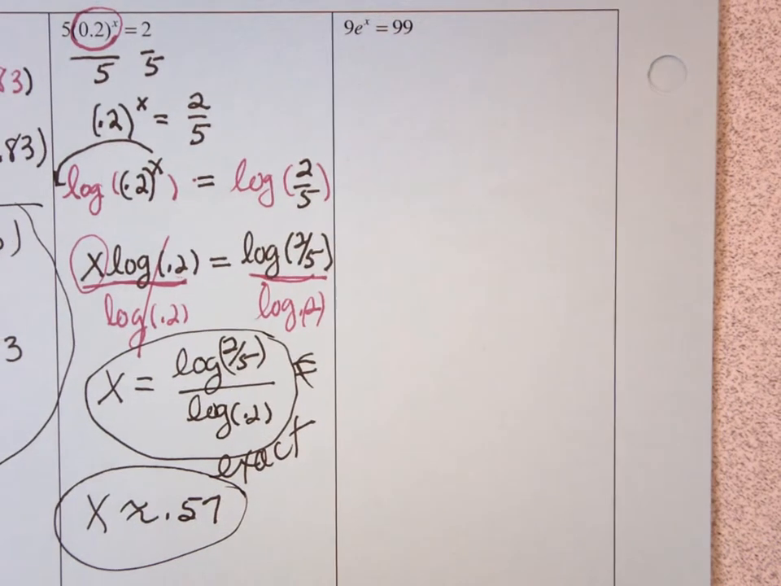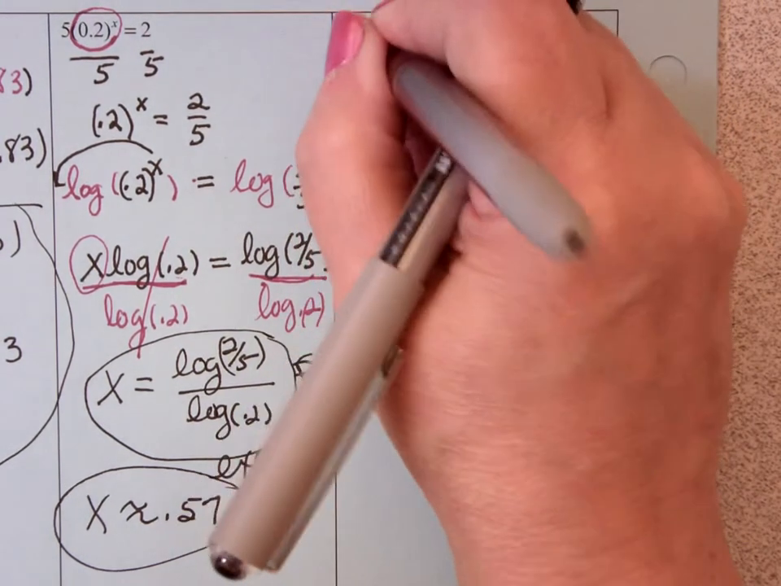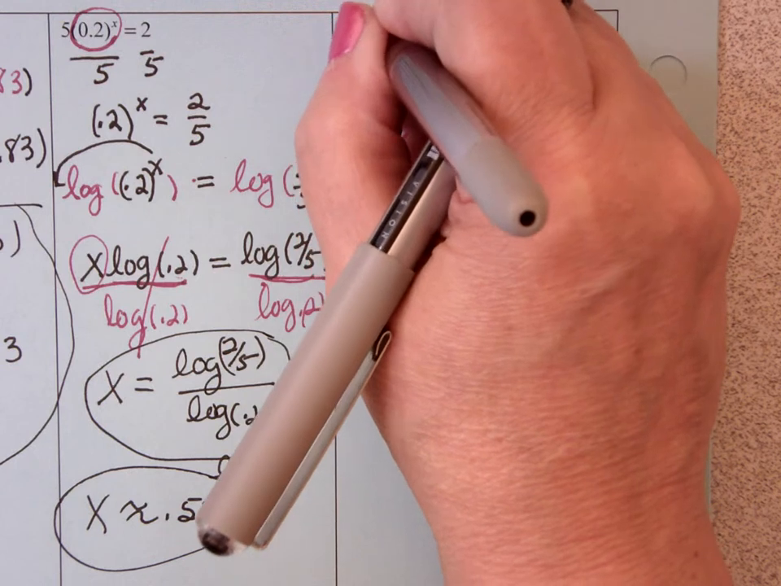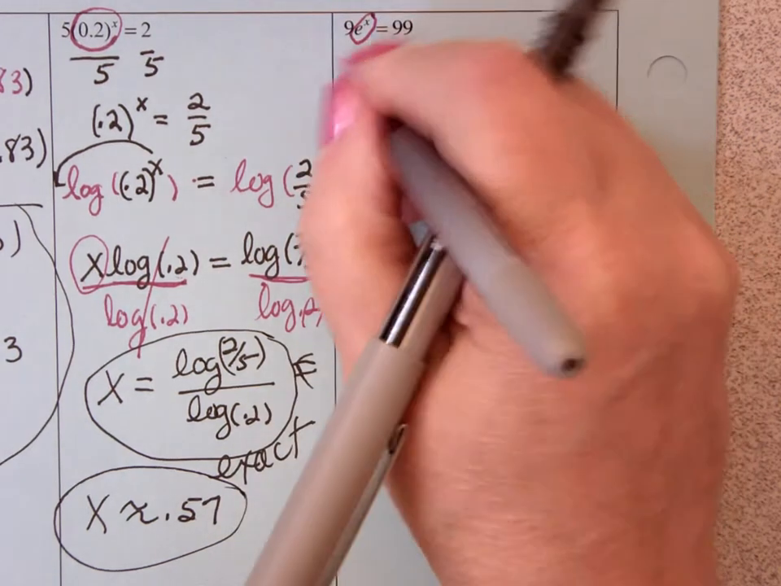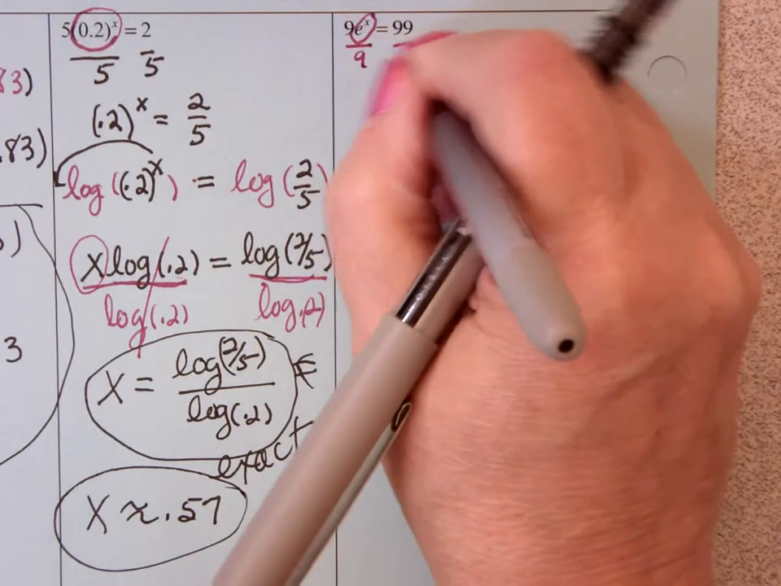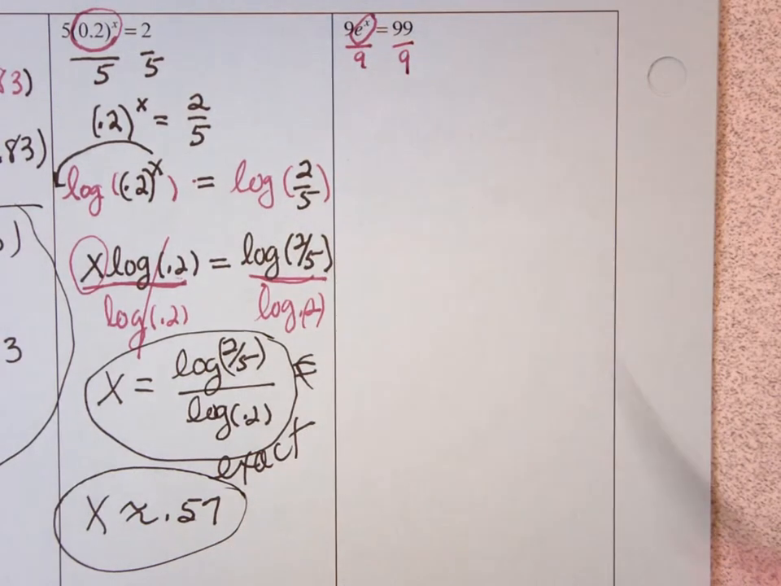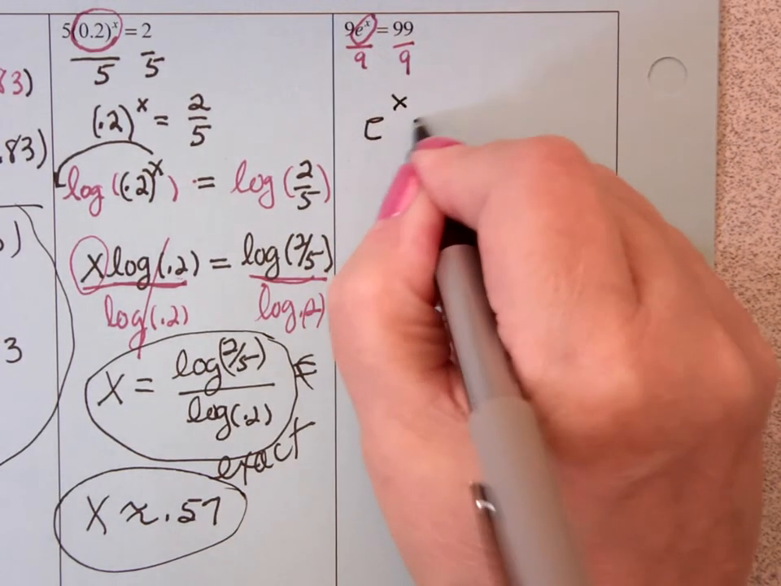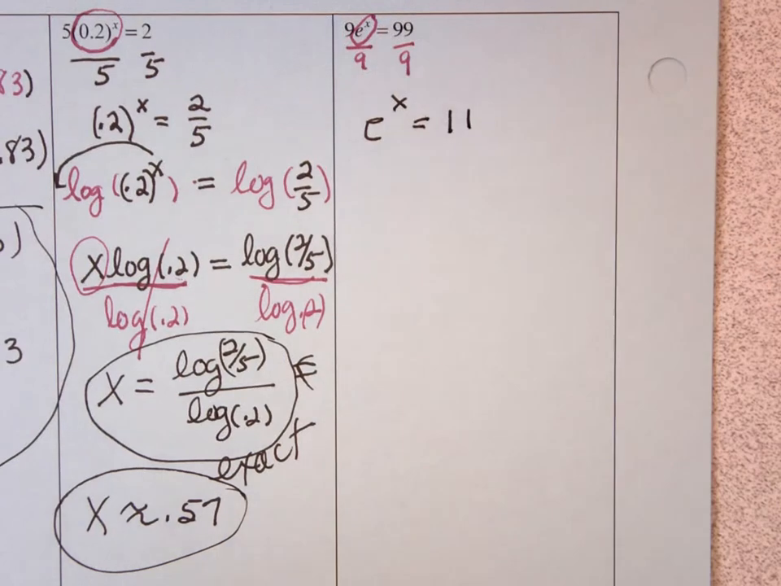Now I've got the same scenario here. I've got something times e to the x, this is the term that has the x. So that means I don't want that 9 there. Divide both sides by 9, so that e to the x equals 11.